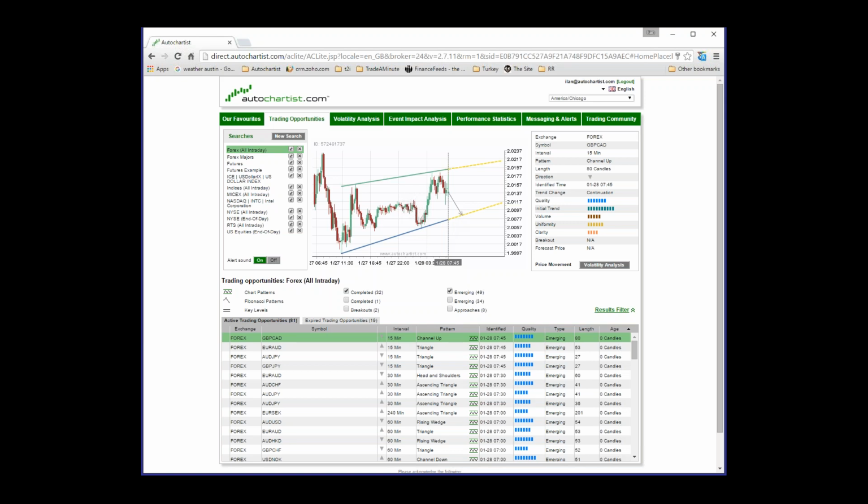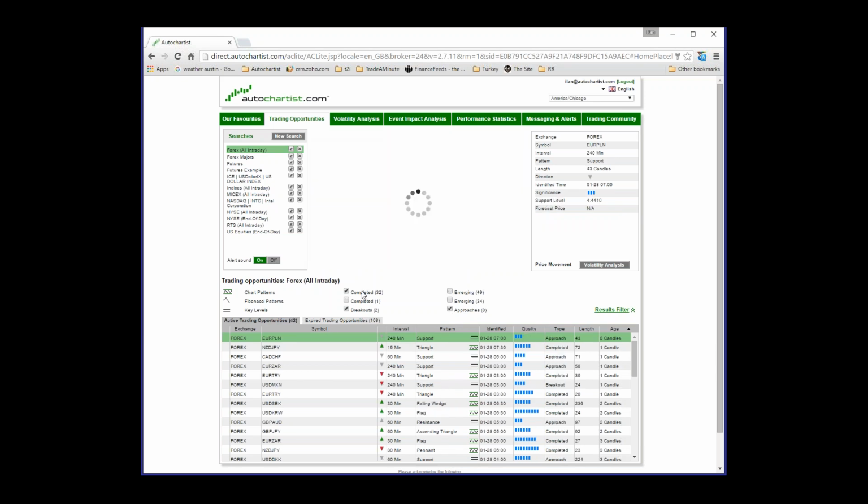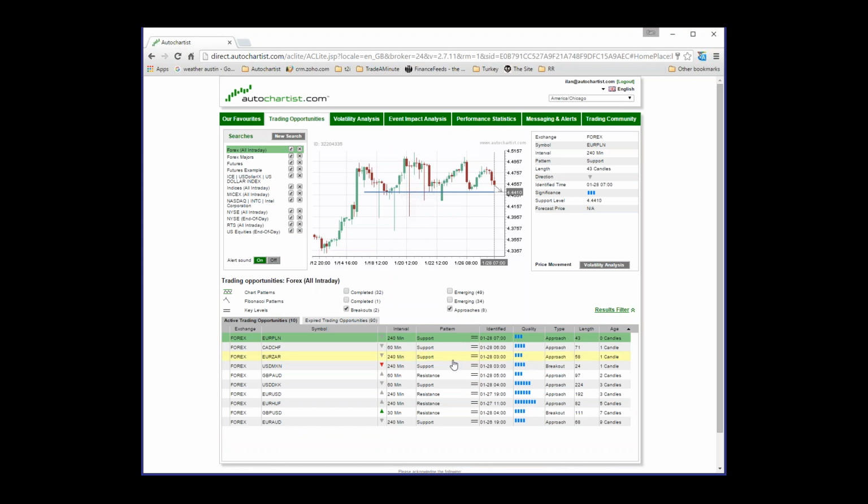So depending on how you perceive the current trend in the market to be, you could trade these emerging patterns or these breakout patterns, right? So Autochartist caters for both. Similarly, if you're looking at the horizontal support or resistance levels, here is an example.